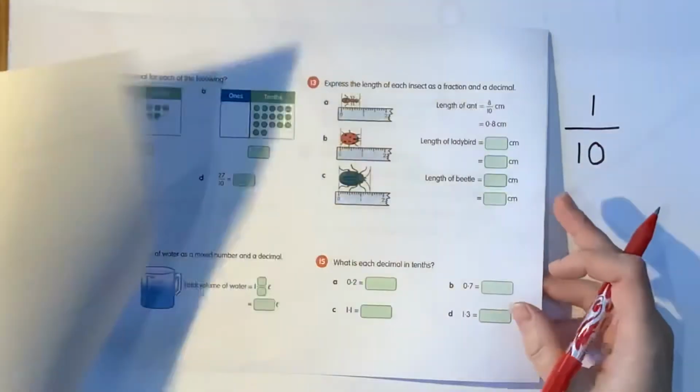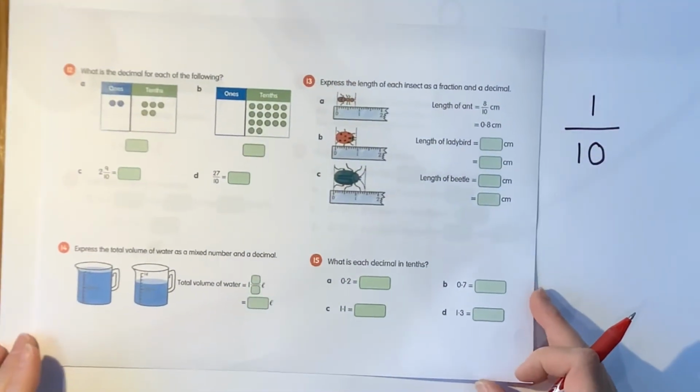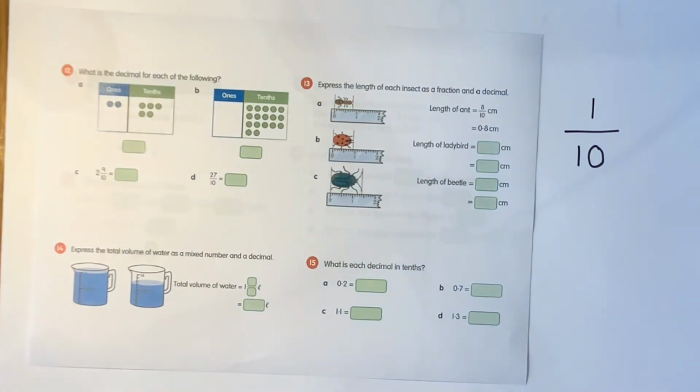Okay, let's have a look at number 12 then. So again, pause and have a go at this one first, and then unpause where I will go through it. And hopefully you'll be able to either see where you've gone wrong or give yourself a tick. Right, number 12, what is the decimal for each of the following?